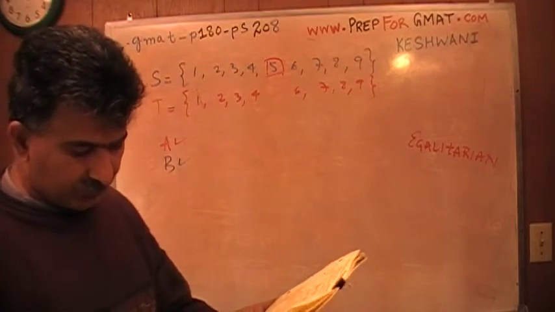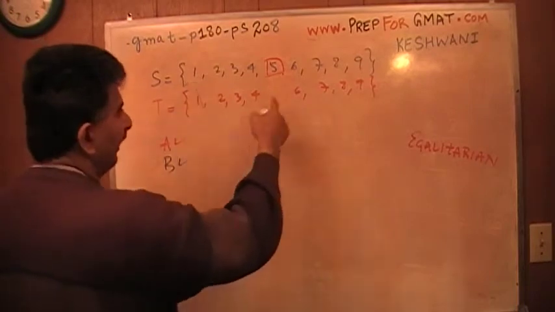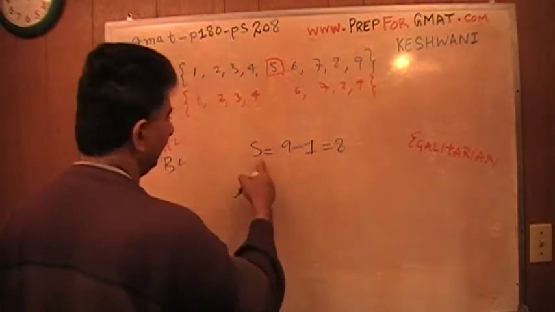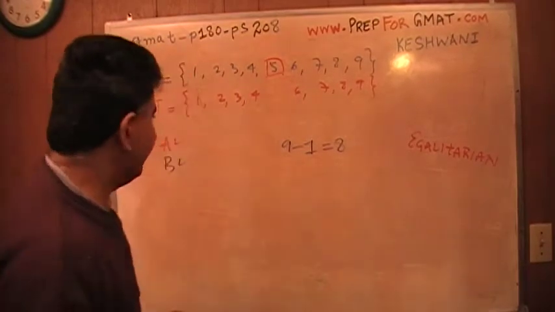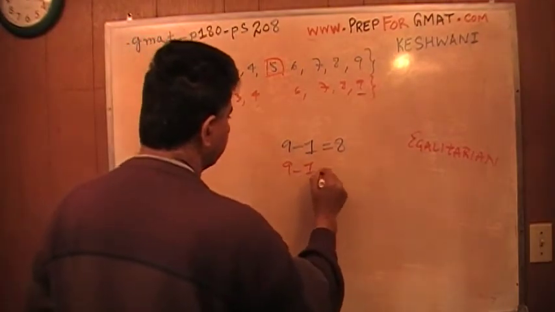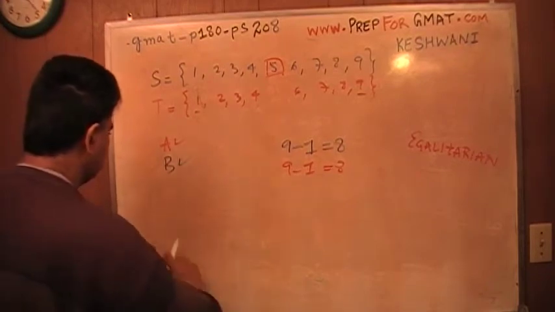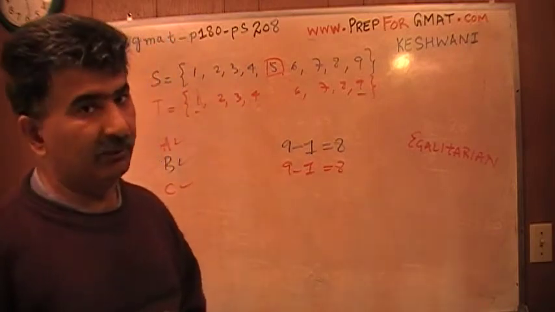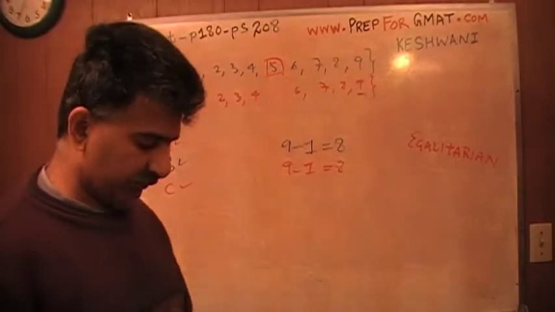What does C say? The range of S is equal to the range of T. Well, what's the range of S here? The range is the highest number minus the lowest number. So the range for S is 8. What is the range of T? Well, the range of T is again the same thing, 9 minus 1. So the range of S can be equal to the range of T. They don't have to be, but it can be equal, depending on how the numbers are, as I showed here. This is what you have to think of here.